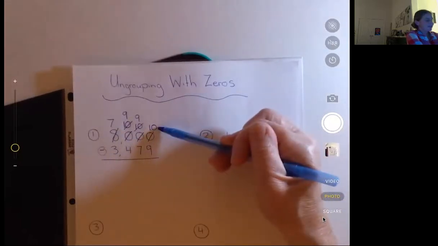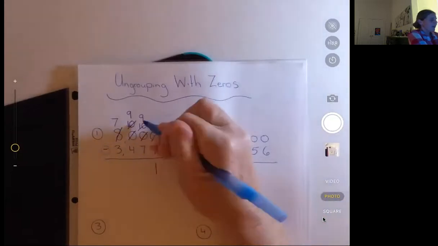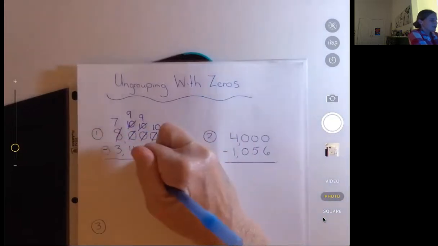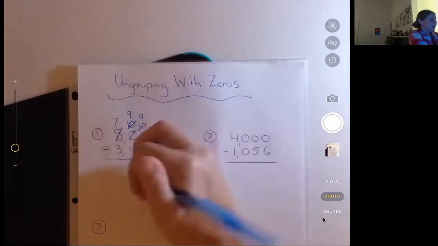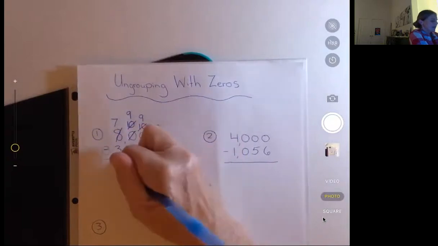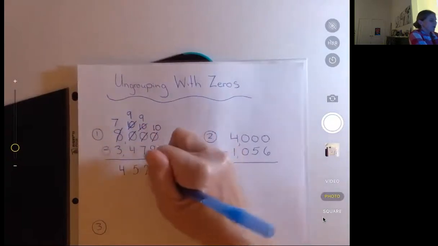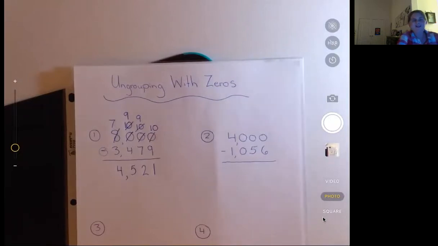Now I can start my subtraction. 10 minus 9, of course, is 1. 9 minus 7 is 2. This should be pretty easy for you. 9 minus 4 is 5. And 7 minus 3 is 4. 1, 2, 3, comma. So my answer should be 4,521. All right, let's try another one.